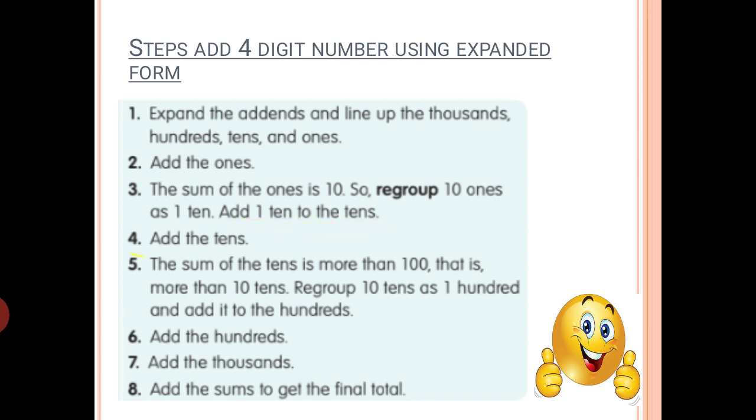Then we add all the tens. And if by adding all the tens the sum is 100 or more, we can shift the 100 to the hundreds column and it will be the carry, like we have done in the earlier example. Then we add all the hundreds, then all the thousands. And finally, whatever sum is there, we add it all up to get the total. That is the final total we get. So these all are the steps that we have followed when adding using the expanded form method.